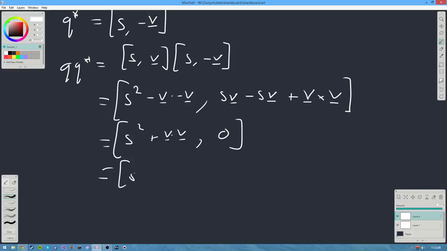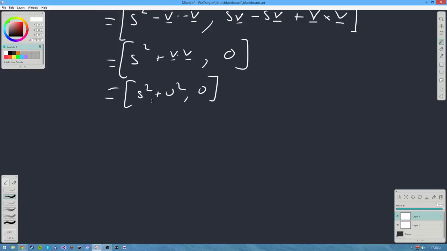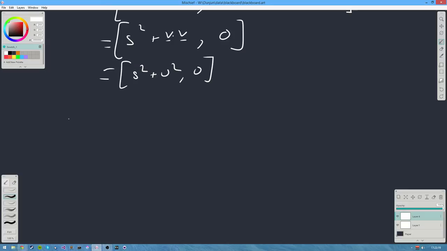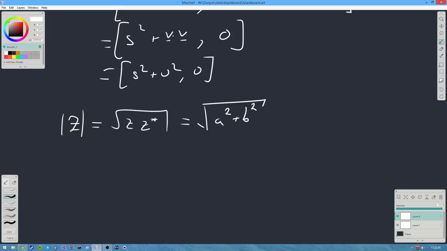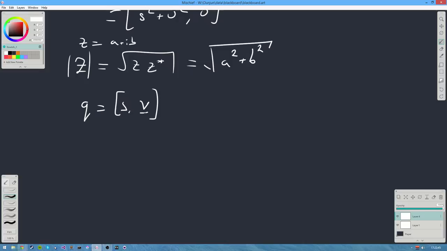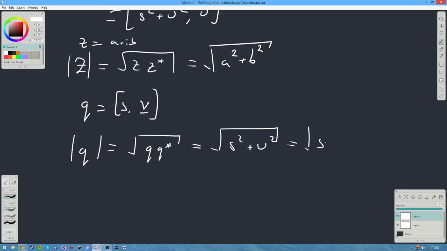So what we have done is the same thing as with complex numbers, where the magnitude of z is equal to the square root of z z star, which is equal to, say, a squared plus b squared. Let me write z equals a plus ib. Quaternions are the same. So if we've got q equals s v, the magnitude of q is the square root of q q star, which is the same as s squared plus u squared, or the other way of writing it would be s squared plus v dot v. Yeah, that's one way of writing it.